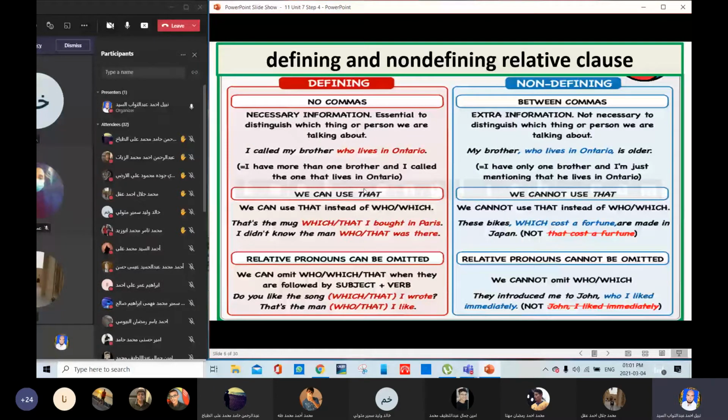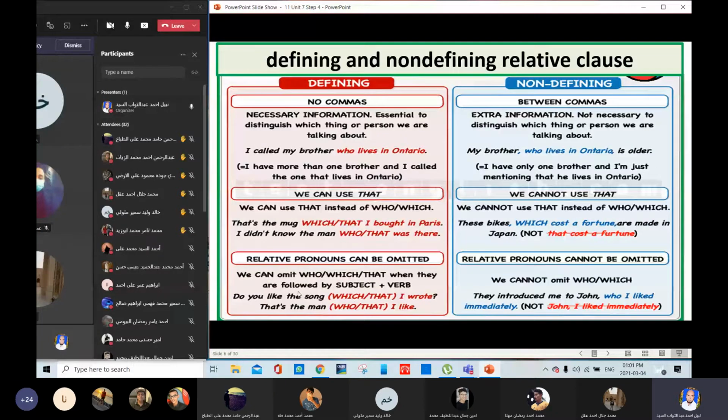Relative pronouns cannot be omitted. You cannot delete who or which or that when they are followed by a subject or verb. Do you like the song which I wrote? Do you like the song that I wrote? That's the man who I like. That's the man that I like. We cannot delete which or that when they are followed by a subject or a verb.